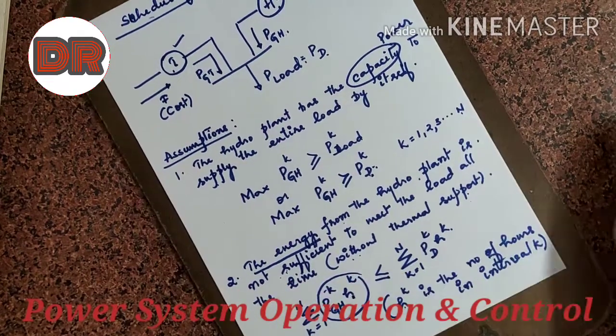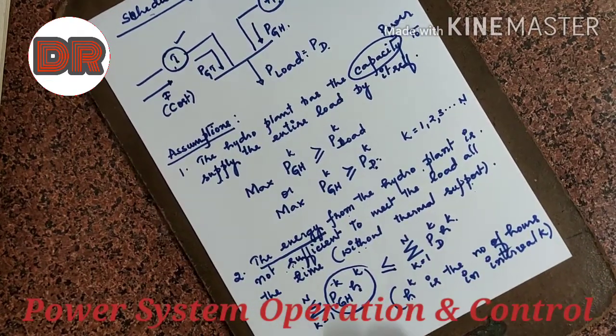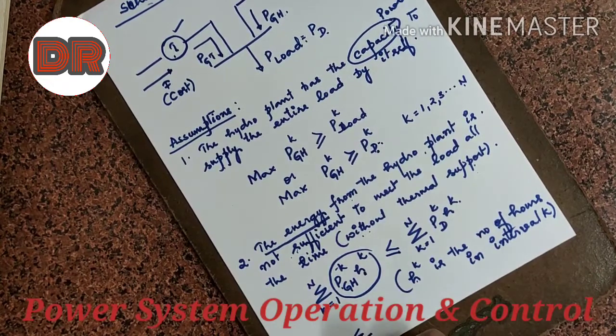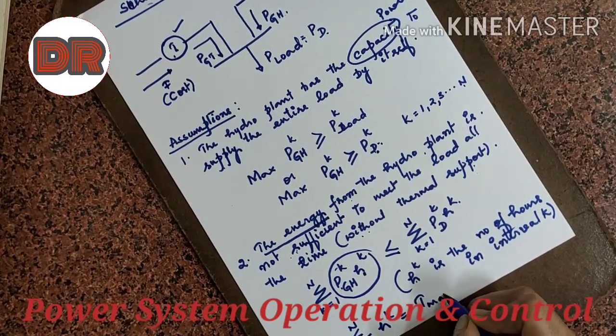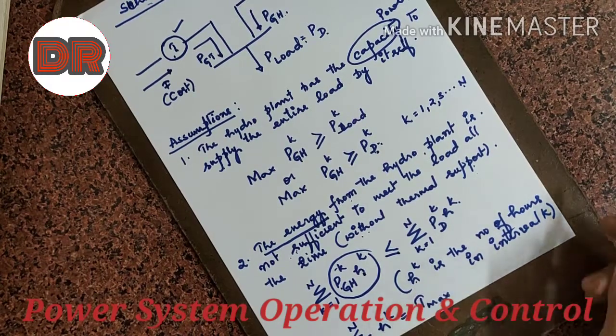And also, summation K equal to 1 to N HK is nothing but T max. So if I take the summation of all the hours, that gives me the maximum time we have. So that is T max.